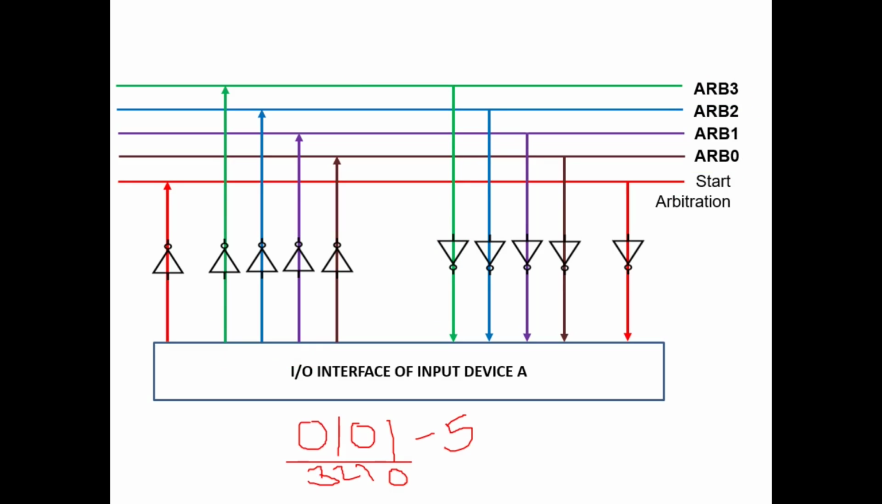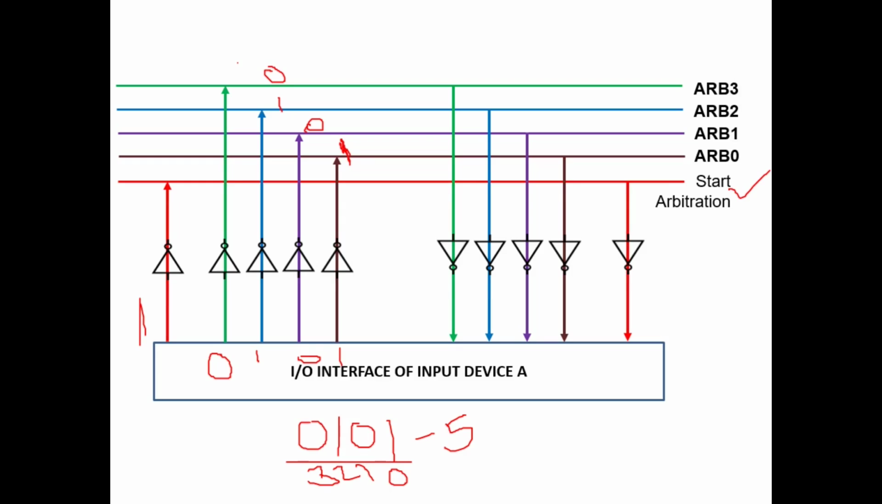So device A wants to become bus master, then it sends 1 to the start arbitration signal and starts the arbitration process. Then it has to place its 4-bit ID, that is 0101, on the corresponding arbitration lines. That means this green color line becomes 0, the blue color line becomes 1, the purple color line becomes 0, and the arbitration 0 value becomes 1. We have neglected the NOT gate.